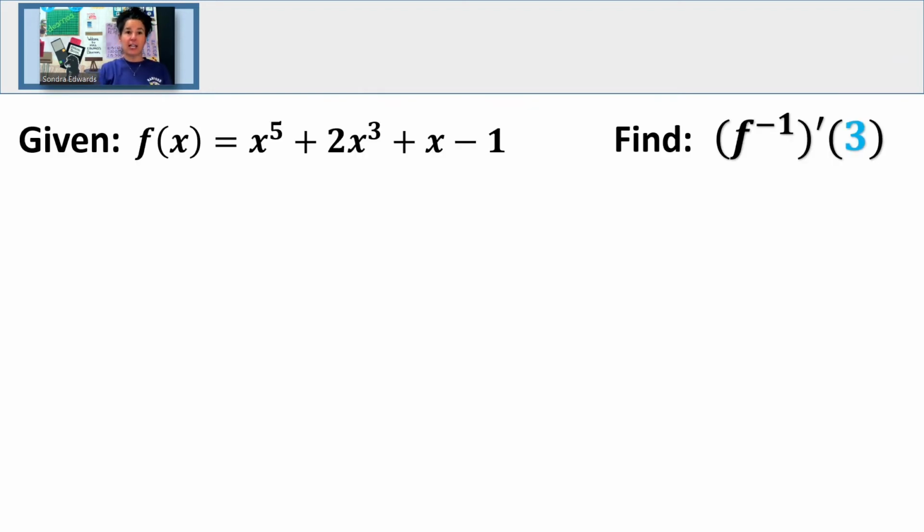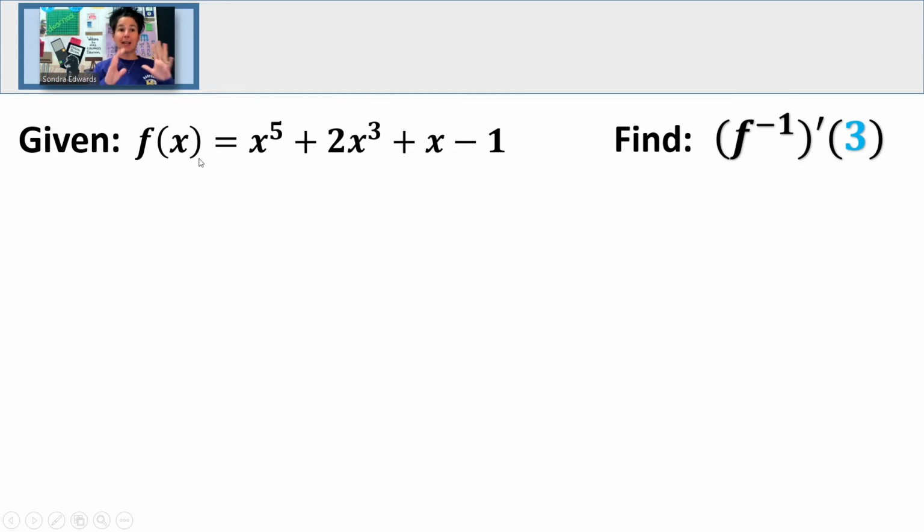Here we have a function f of x, and we want to find f inverse's derivative at 3. Now you may start thinking, well, f inverse, I'm going to go back to my original function f of x, and every place I see a y, I'll make it an x. Every x, I'll make it a y, and I'll solve for y. Then I'll just have the equation for f inverse, and I can take its derivative. Well, let's think that through a little more.